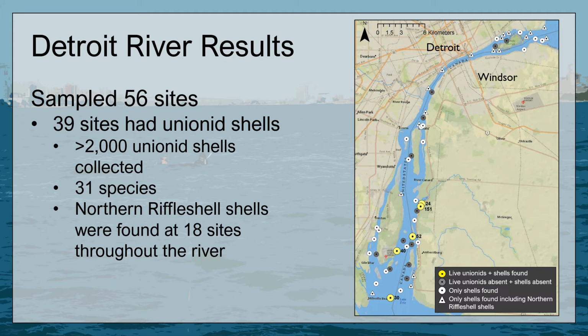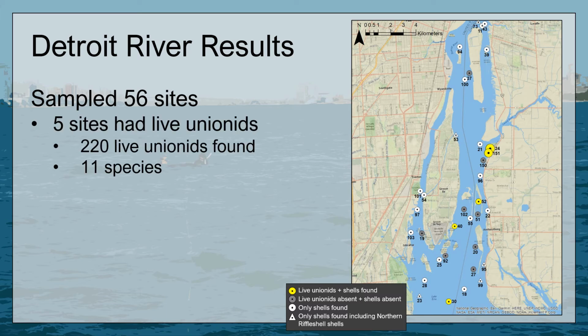We also found shells of the federally endangered northern riffleshell mussel at 18 sites throughout the river, shown as the white triangles. We did find live unionids at 5 sites in the lower half of the river at the sites represented by the yellow circles. We found a total of 220 live unionids of 11 species.